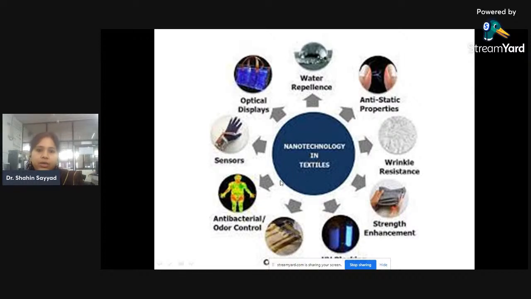We can design a shirt or a cloth which has antibacterial or odor control properties. We can design a material or a fabric which has UV blocking properties, high strength, antistatic properties, or which shows an optical display. Any such type of fabric is possible because of nanotechnology in textiles. So textile makers are using nanotechnology to make their fabric more impressive.